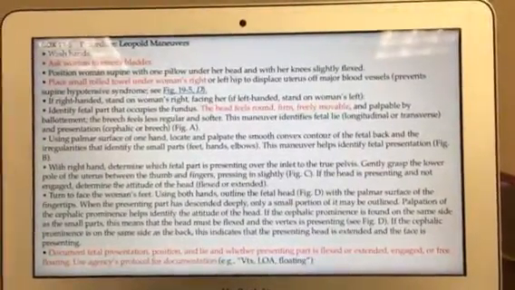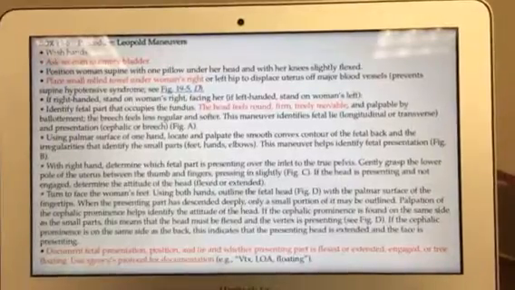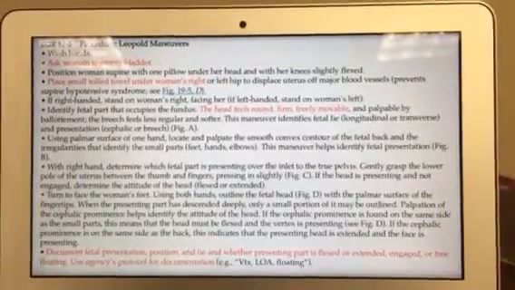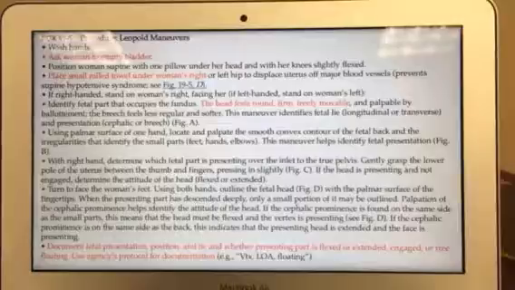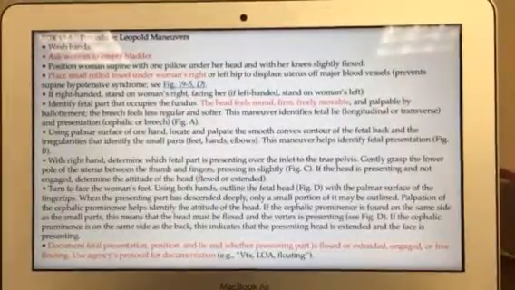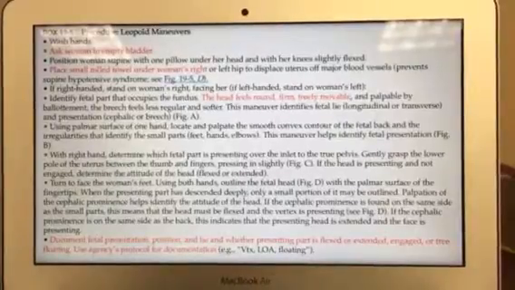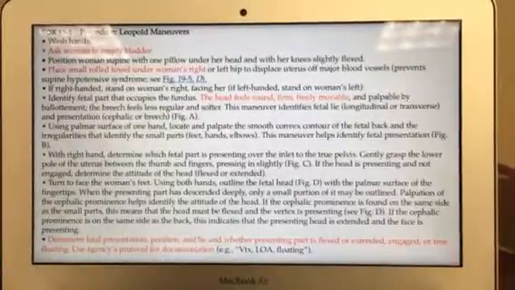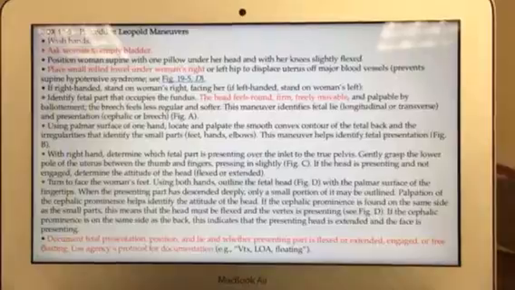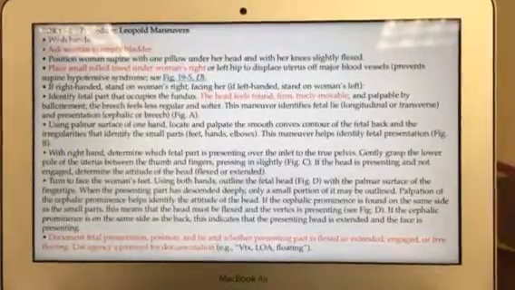So this is straight from the book, the procedure of the Leopold maneuvers. If you want to read through it, it's pretty detailed. But just make sure the woman has voided before these maneuvers are performed, because if she has a full bladder, they will be uncomfortable. And also to reiterate, make sure a small rolled towel is under the woman's right or left hip.